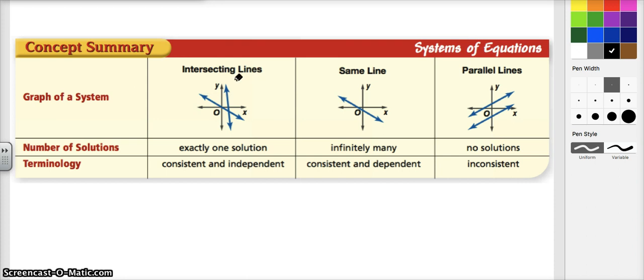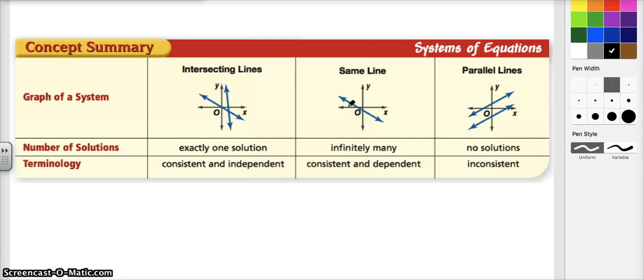Sometimes you'll graph the two lines and you'll get intersecting lines. When you have lines that intersect, you have exactly one solution, and that is considered consistent and independent.